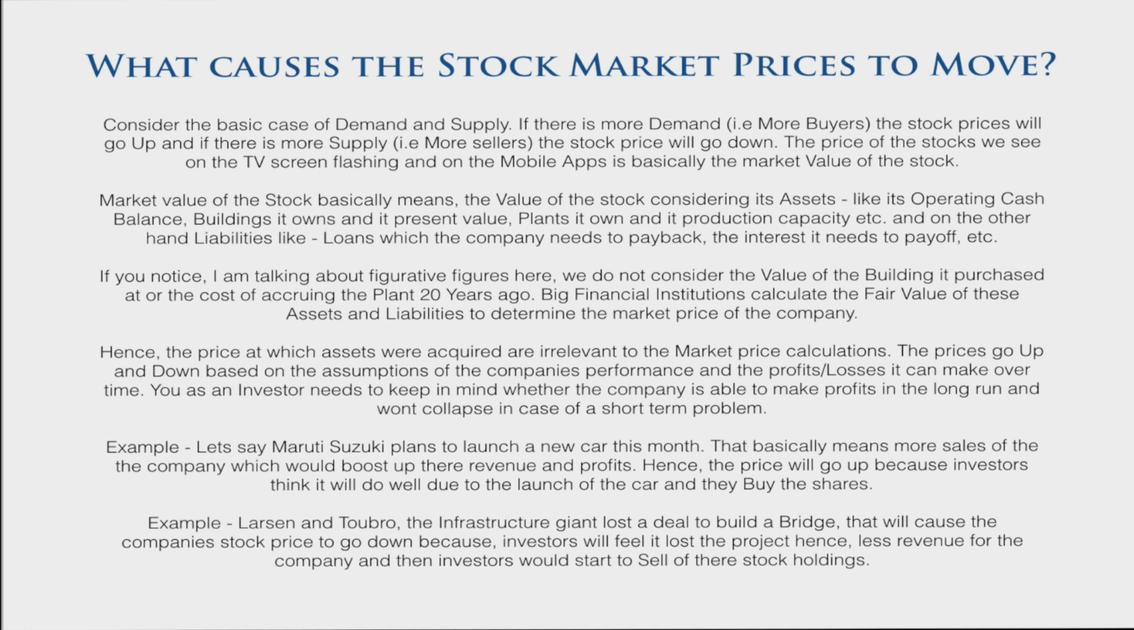The second example would be Larsen and Toubro. The infrastructure giant lost a big deal to build a bridge. Let's assume that. This will cause the company's stock prices to go down because investors will feel it lost the project, hence less revenue for the company, and then investors will start to sell their stock holdings.